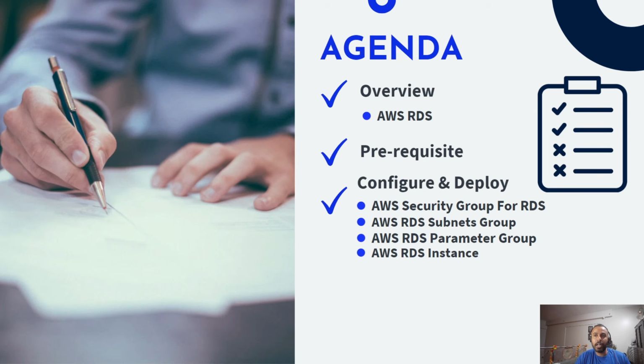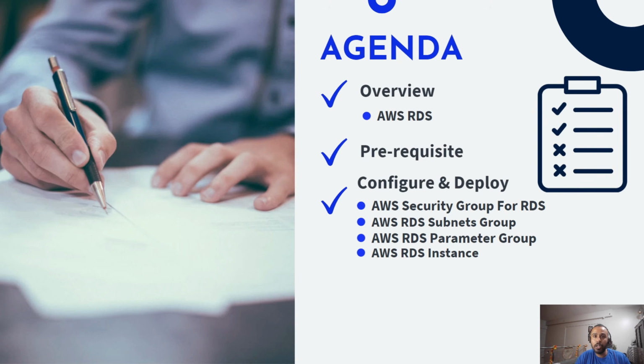Then we will move ahead and understand the prerequisites. What are prerequisites? The prerequisites would be what things should be already available onto your AWS Cloud account before provisioning the RDS that we are going to do today. So once we understand the prerequisites, then we will go ahead and start configuring and deploying our resources.